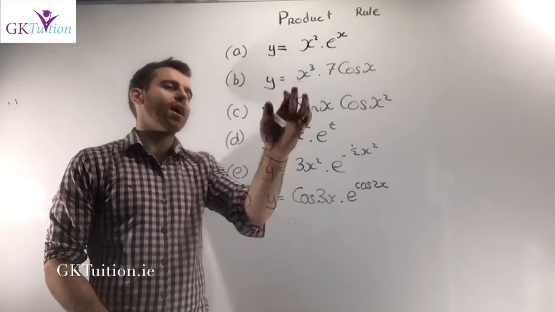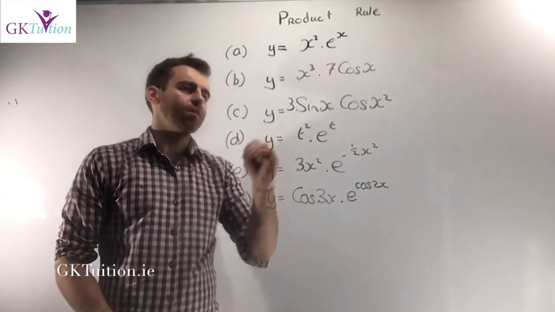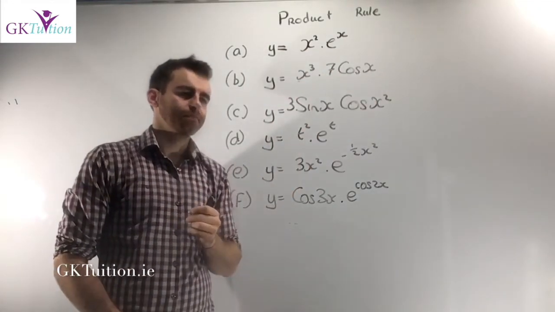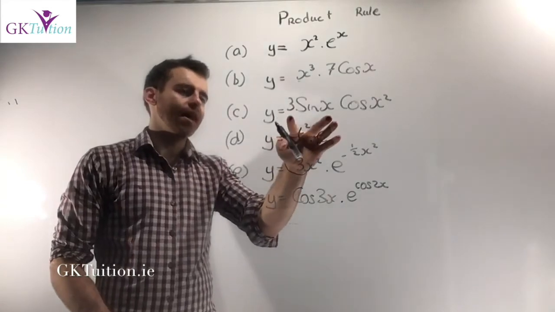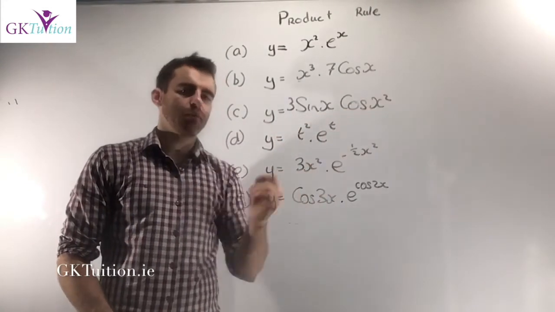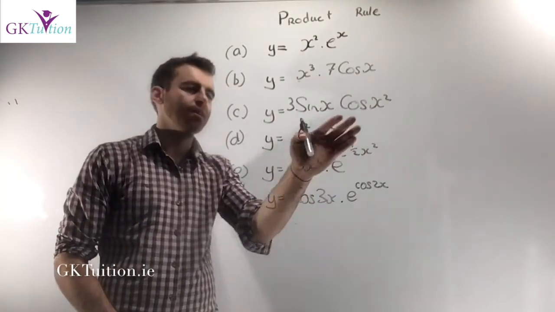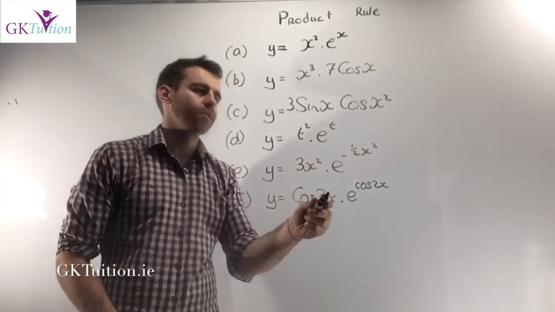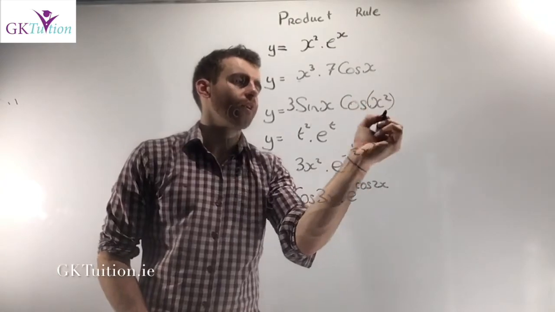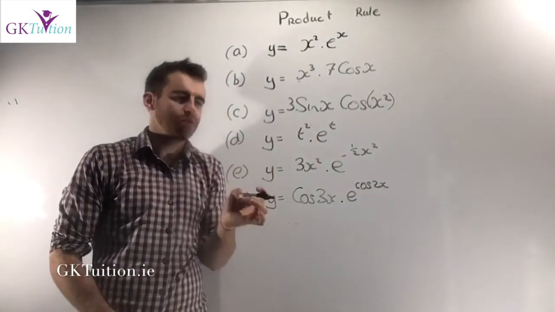The second one is x cubed by 7 cos x. The third one is e to the sine x by cos x squared. That's cos of x squared. It's not cos squared, so it's not your cos x all squared. It's just cos of x squared. So be aware that it's not cos x all squared, it's just the x squared.